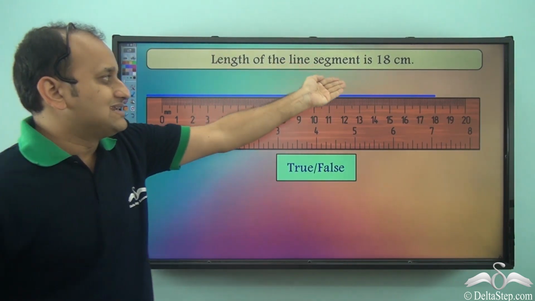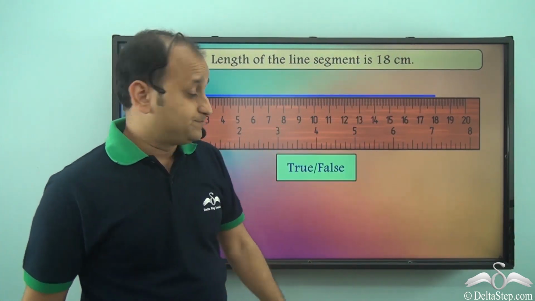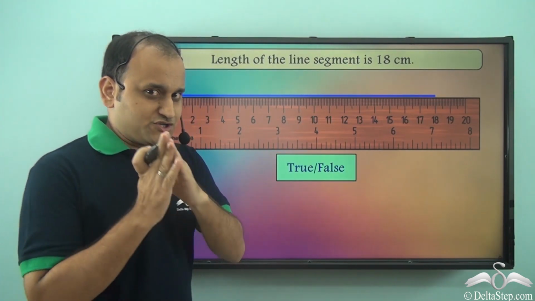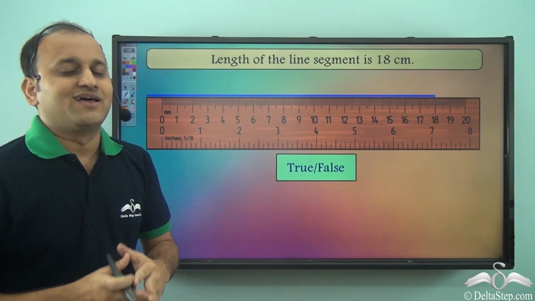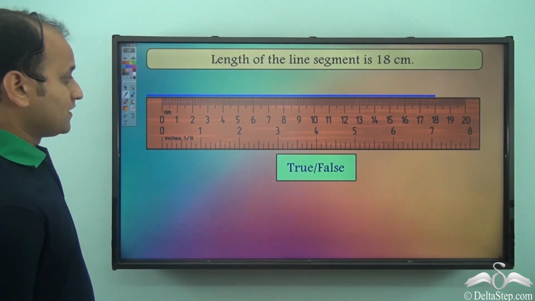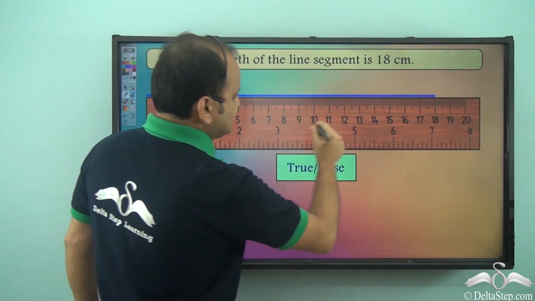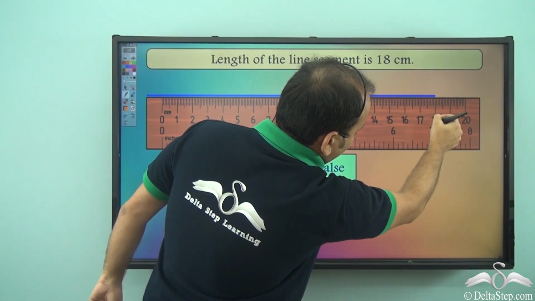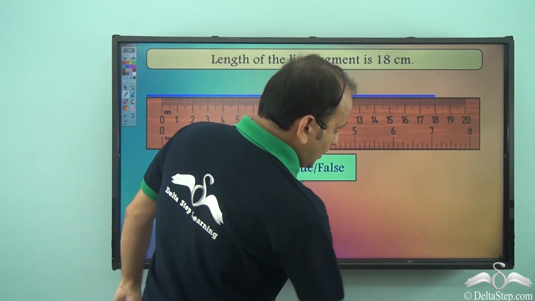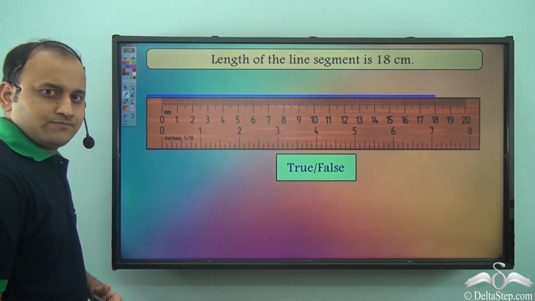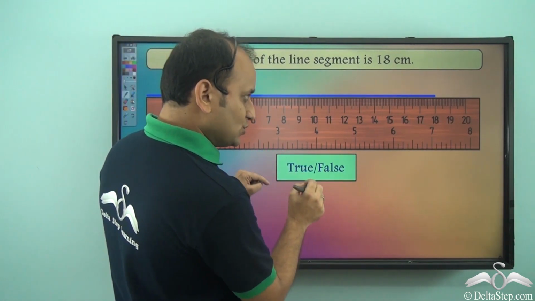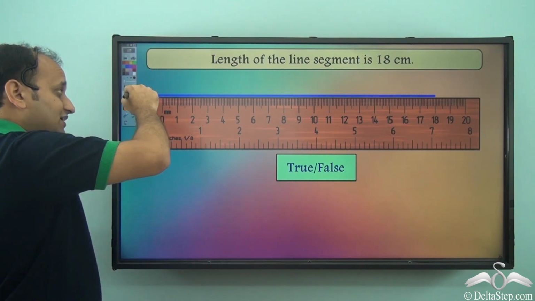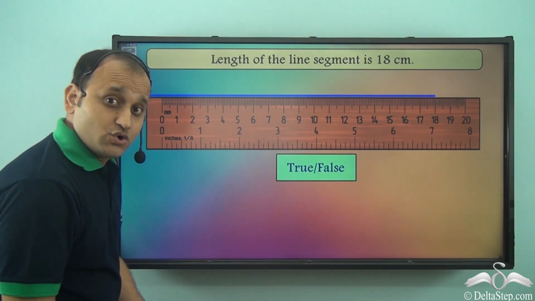Now let's see another question. Length of the line segment is 18 centimeter. Now is it true or is it false? What do you think? Well, let's see. First of all, what do we see? That this end of the line segment exactly matches with the 18th division on the ruler. So is it true then? Not really. We'll also have to check whether the other end matches exactly with 0 or not.